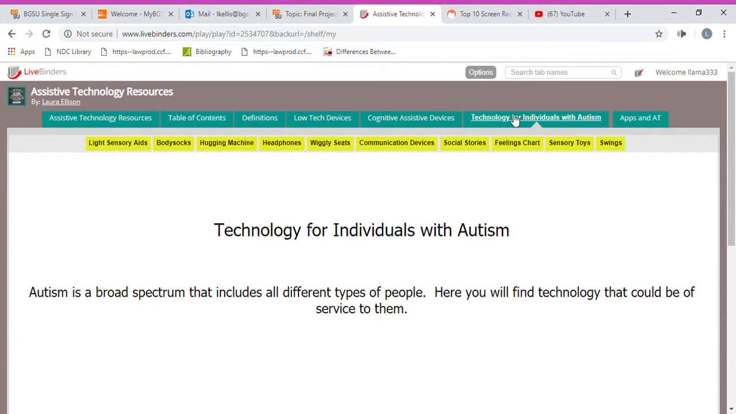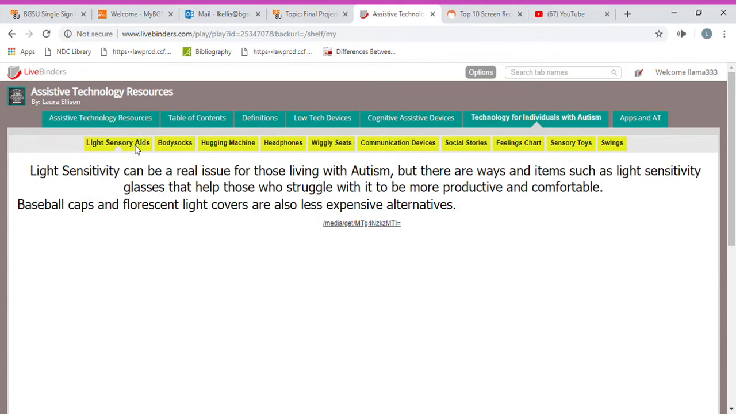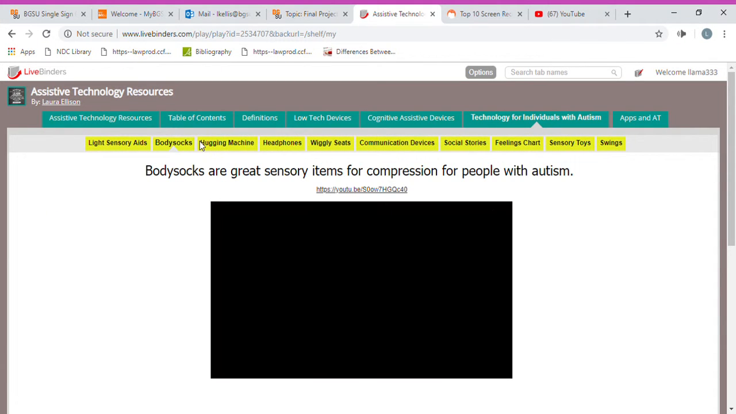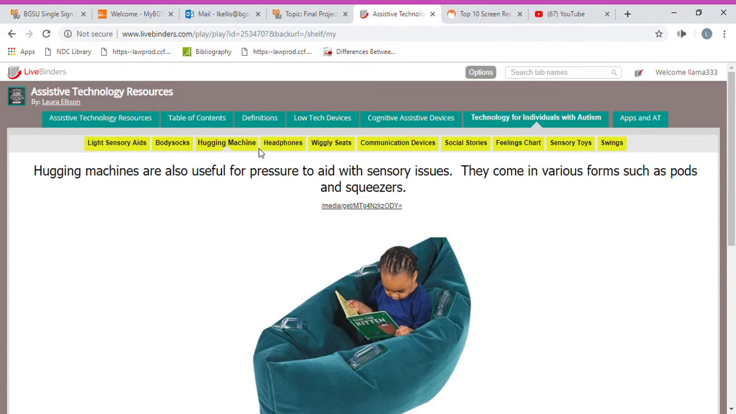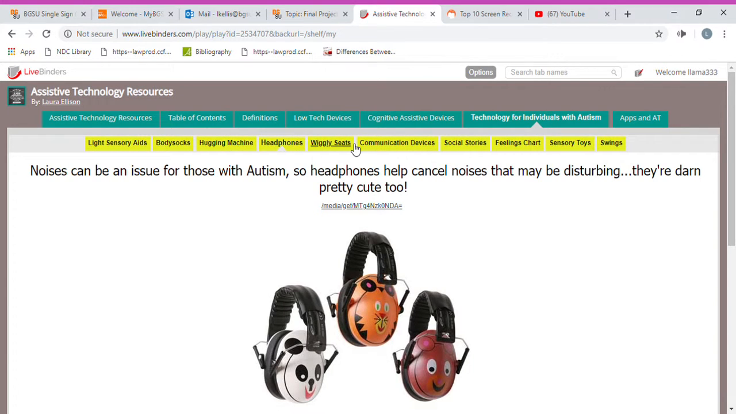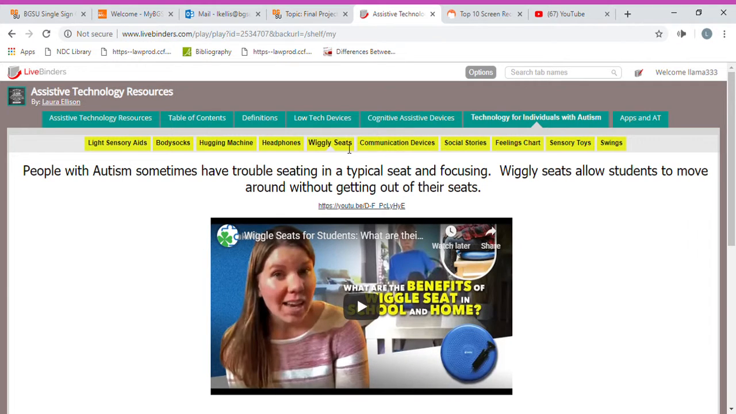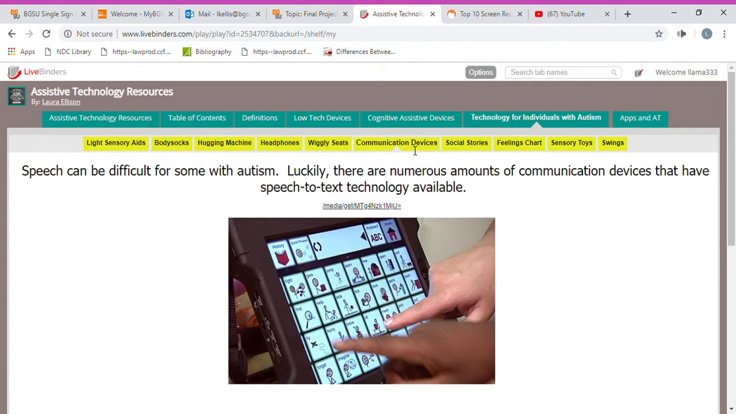Technologies for individuals with autism. I have a lot of things here. I have light sensory aids such as sunglasses, body socks, hugging machines, cute little headphones for our friends who have trouble with noises, wiggly seats, and a higher tech communication device, usually an iPad or Kindle.